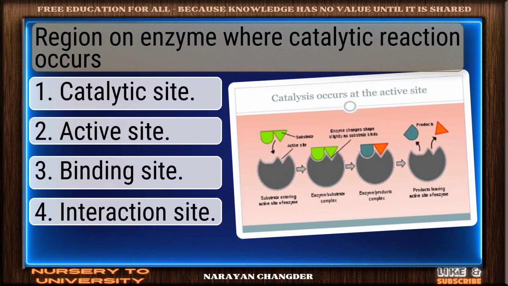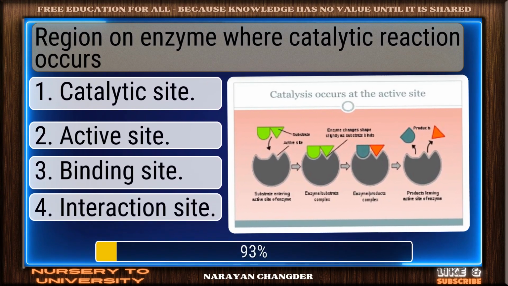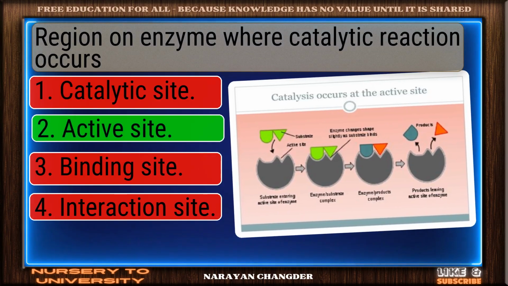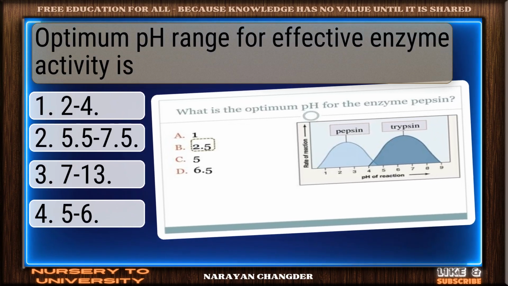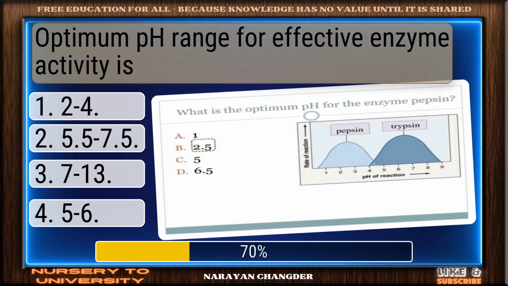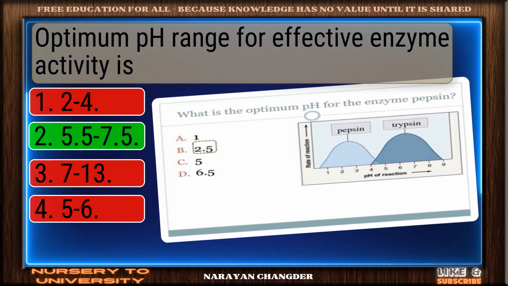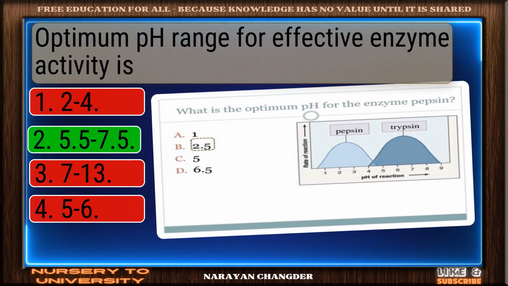Region on enzyme where catalytic reaction occurs. Nicely done. Active site is a solid answer. Optimum pH range for effective enzyme activity is. Correct response. 5.5 to 7.5 is the most accurate answer.